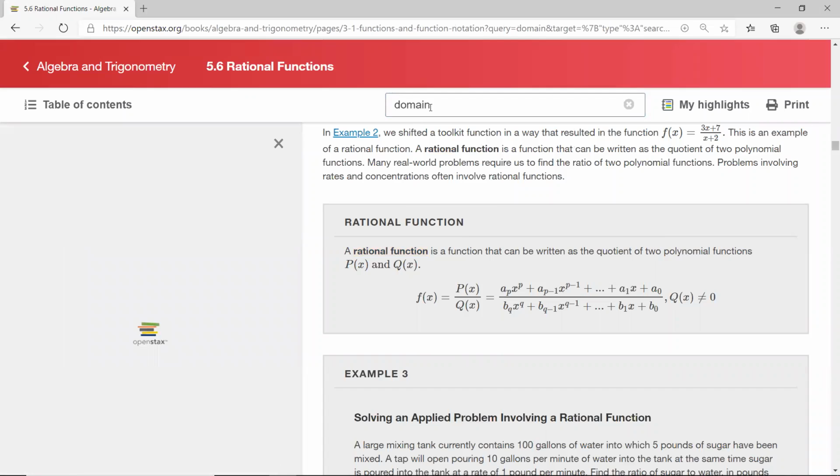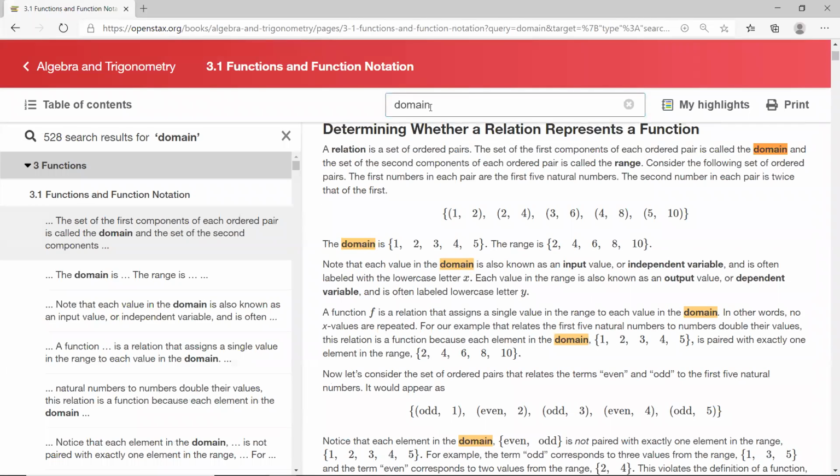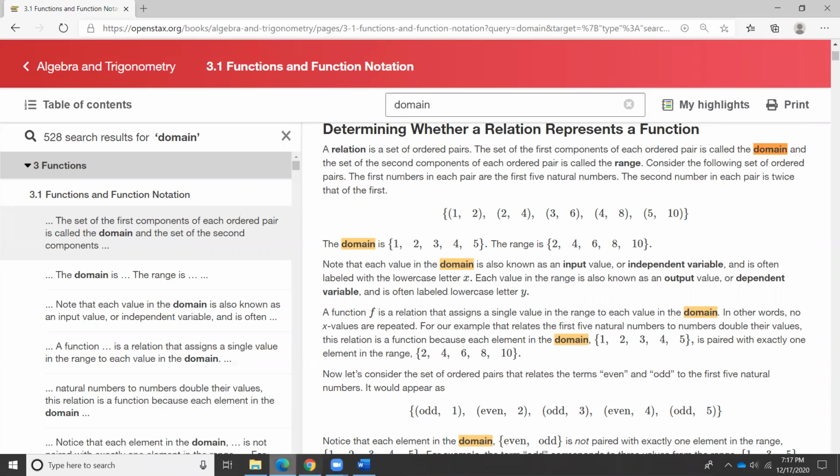So if I search for the term domain in my textbook here, I notice that I'm pretty much on the right track. Although one slight difference here is that this offers a couple of key terms that I don't have in my definition, input and independent variable. So let's add those to give my first statement a little bit of a stronger tone.